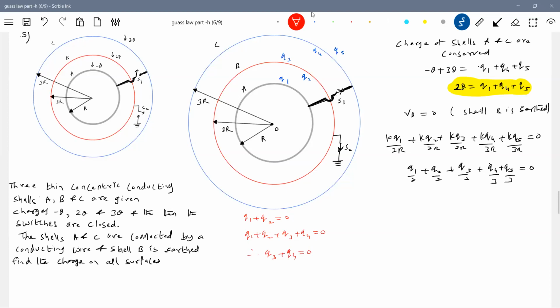Then one more equation: the potential of shell A should be equal to the potential of shell C. VA equals VC. The potential of shell A we'll calculate: KQ1 by R plus KQ2 by 2R plus KQ3 by 2R plus KQ4 by 3R. This should be equal to the potential of shell C, KQ1 by 3R.